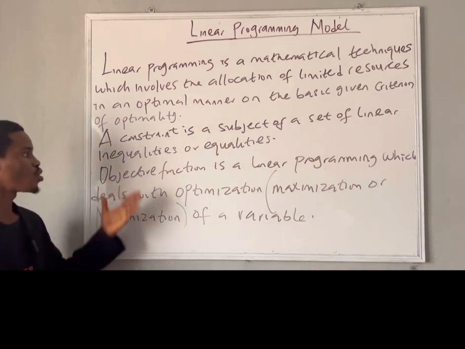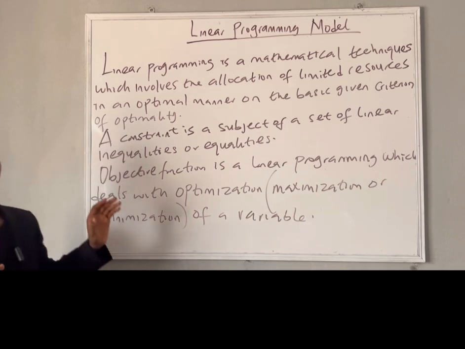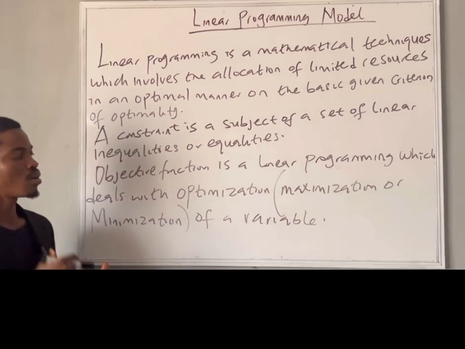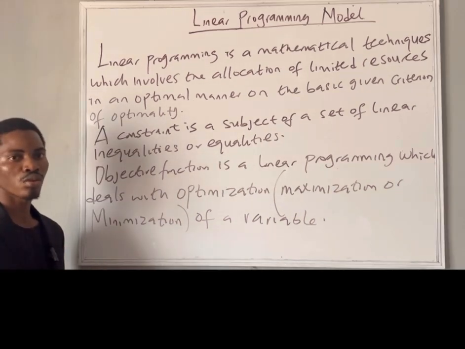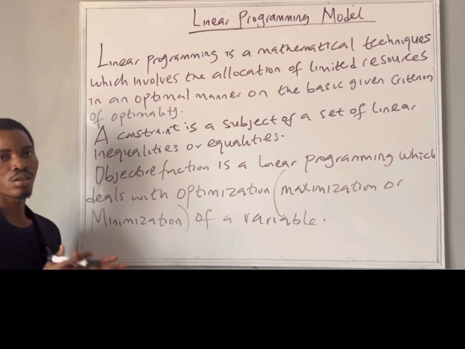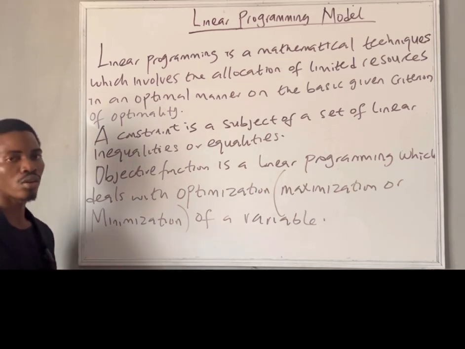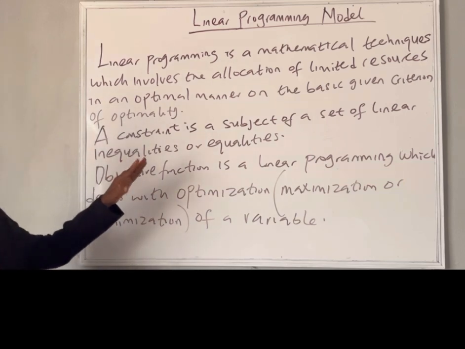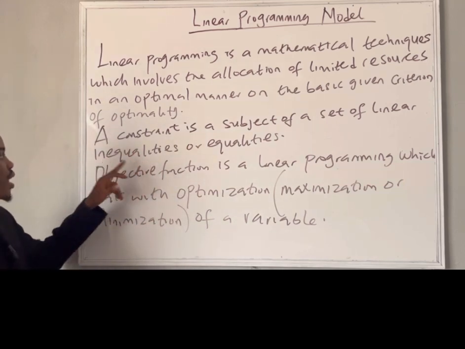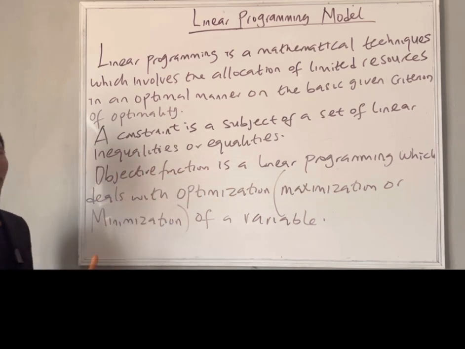So when you have a constraint, it's a subject of a set of linear inequalities or equalities. A constraint is telling us, whenever we have a question or a problem on linear programming, what type of constraint we can use: is it less than or equal to, or greater than or equal to? That's why a constraint is a subject of a set of linear inequalities. Our inequalities can be less than or equal to, greater than or equal to, or equalities, equal to.